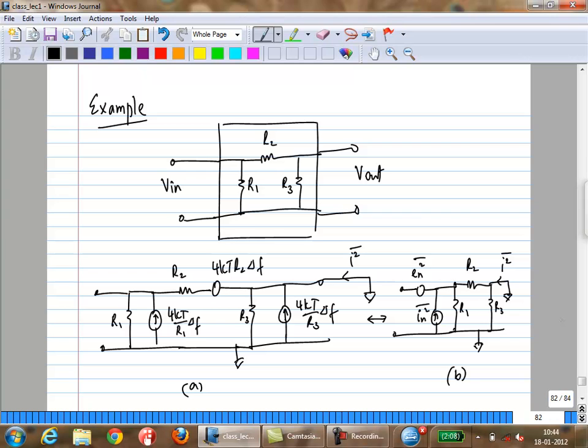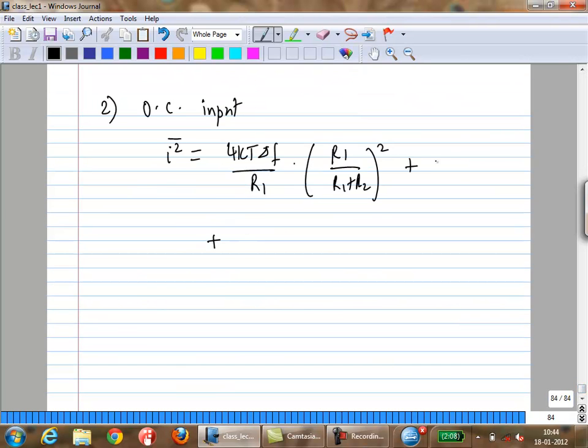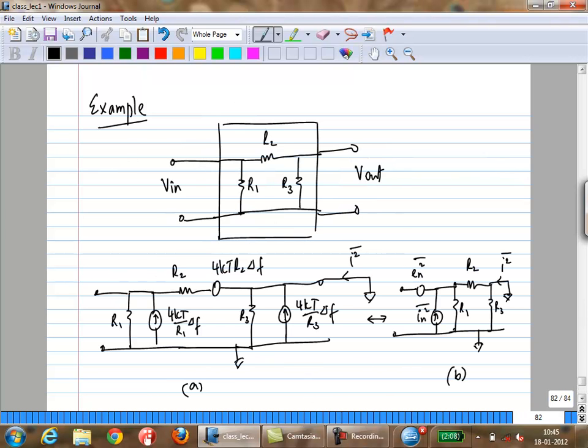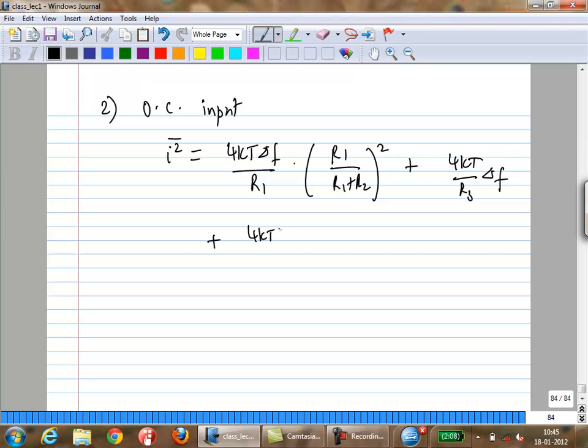How about, actually let's try this one first, it's easier. Obviously, all this noise flows through to the output. How about noise from R2? It's just 4kT R2 delta F over R1 plus R2 the whole squared. This is the noise in A.